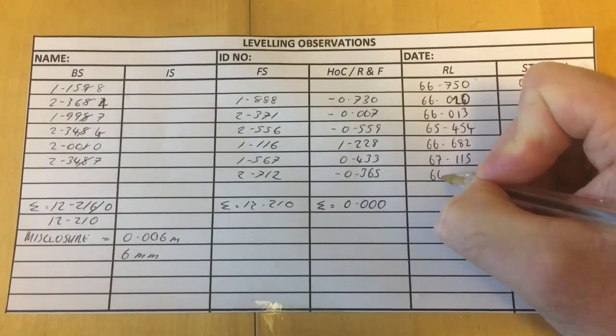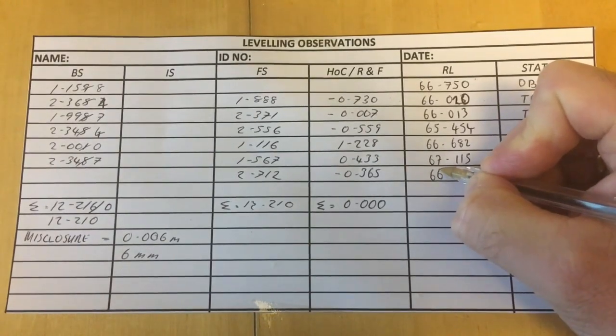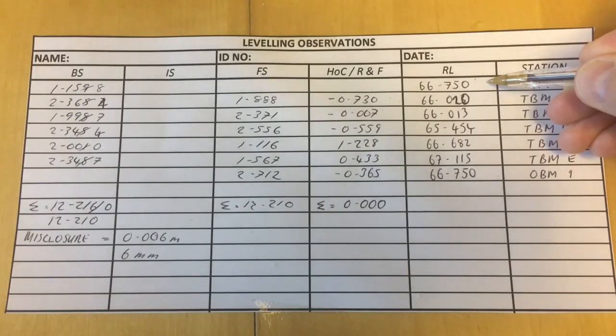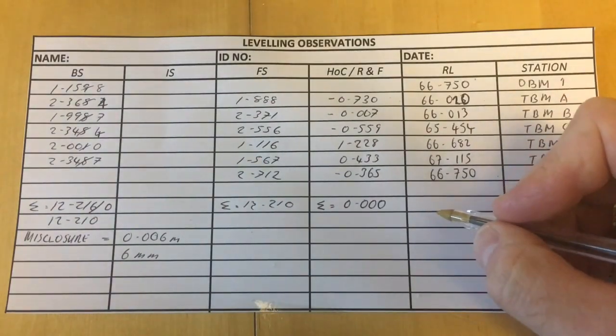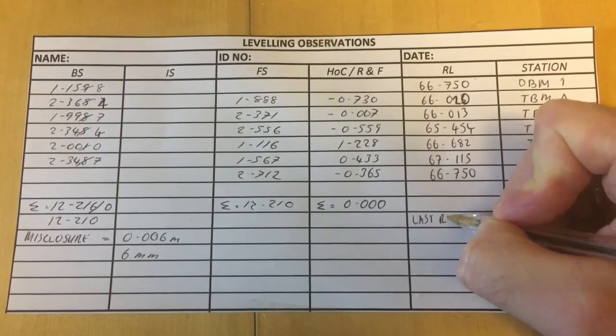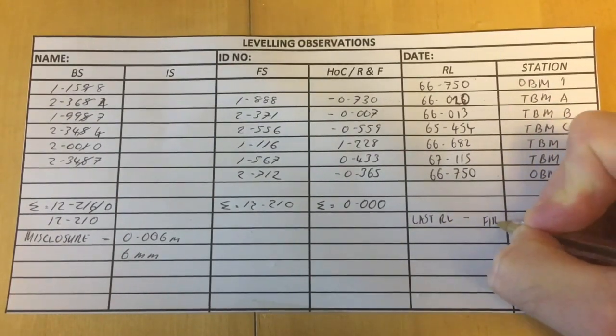Because it's a closed loop circuit, we should find that the two OBM1 stations, being the same station, should have the same reduced level as to begin with, the 66.750 metres. And this is another check that needs to be displayed, i.e. your last reduced level minus your first reduced level, in this instance, should equal 0 metres.